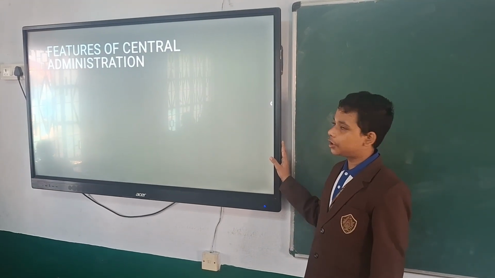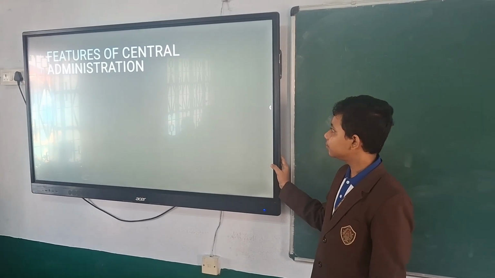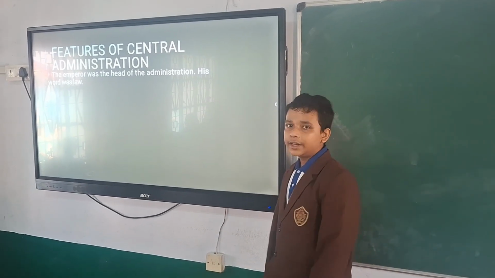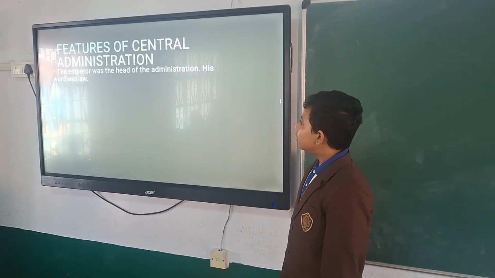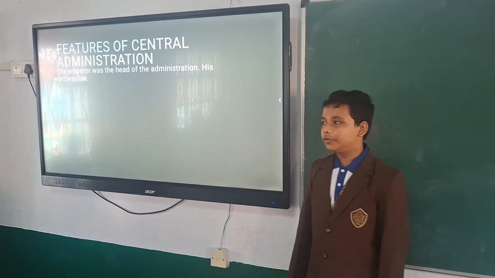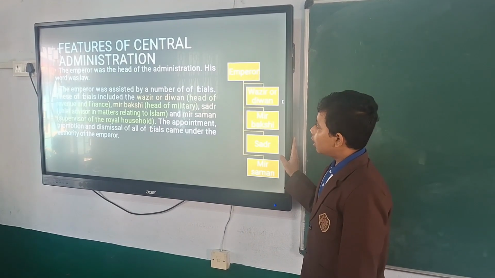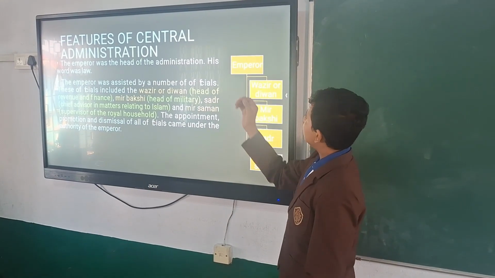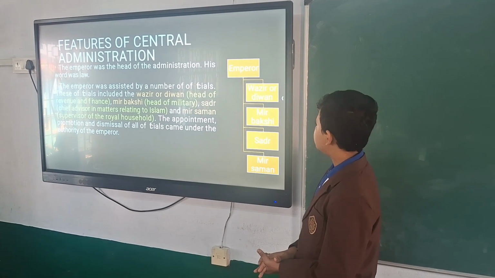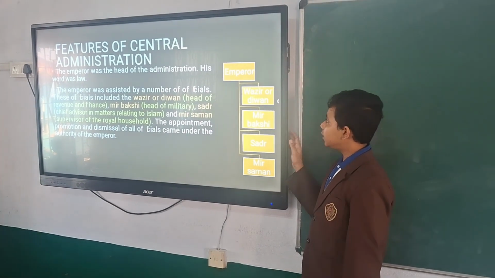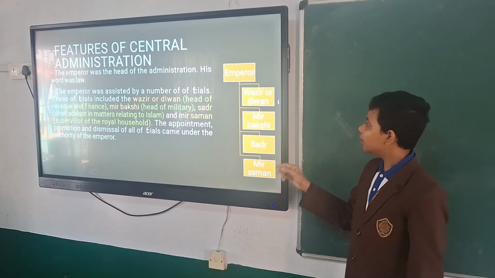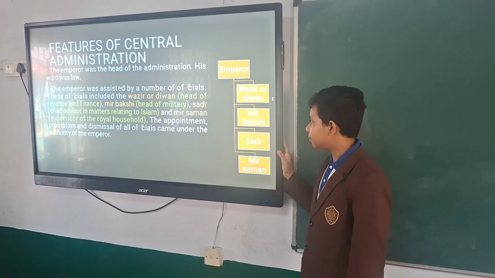Let us learn about the features of central administration of Akbar. In Akbar's empire, the emperor was the head of the administration and his word was law. The emperor was assisted by a number of officials. These included the Wazir Diwan, Mir Bakshi, Salar and Mir Saman.